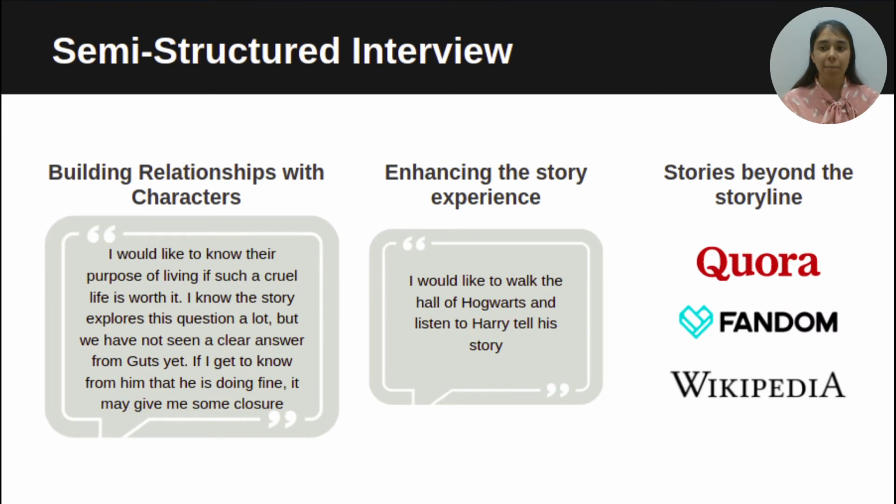We conducted semi-structured interviews with 9 key participants to understand the relevance of character interaction. We find that it can enhance the story experience and help build relationships with the characters. The participants refer to websites like Quora, Fandom, and Wikipedia after having read a story to learn more.